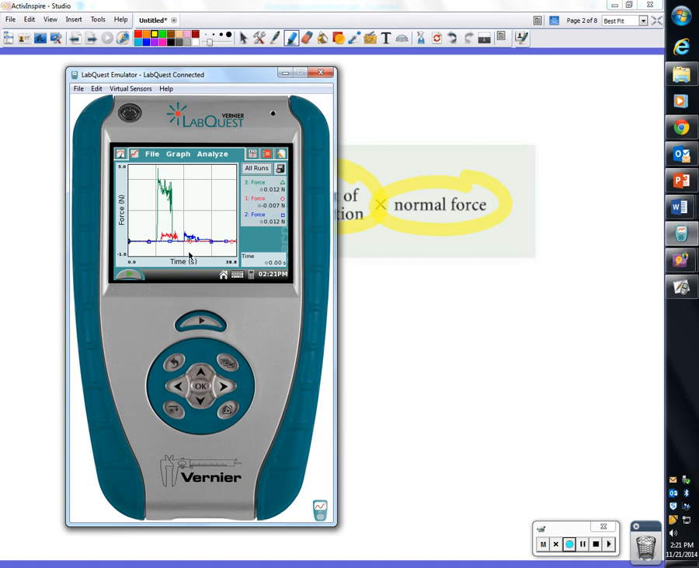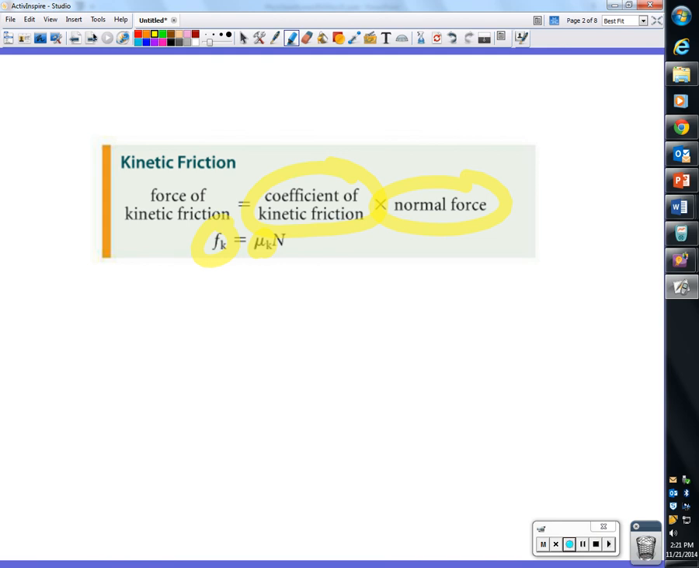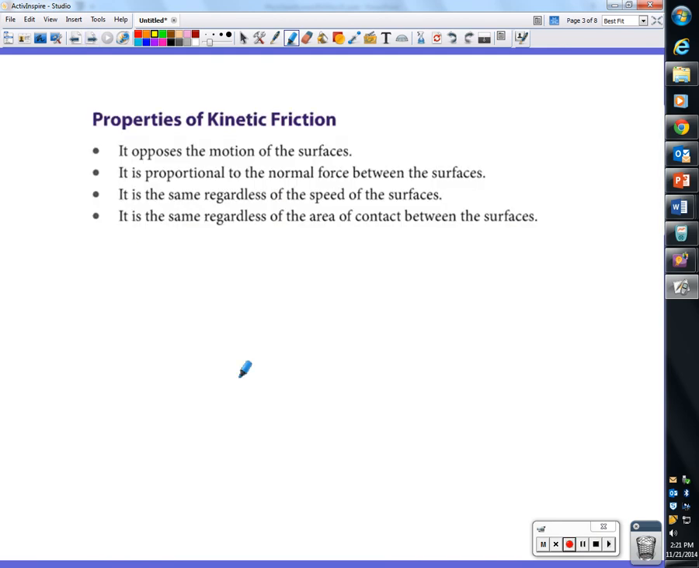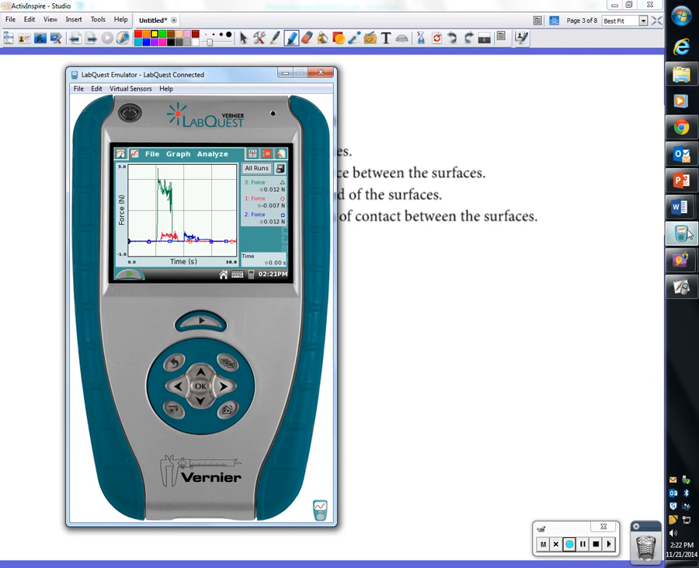So, the last part I'm not going to do, and I'll tell you why in a second, but these demos summarize some of the key points about kinetic friction that you have on page 2 of your packet. So, properties of kinetic friction to sort of wrap up the whole idea of the kinetic friction part. First, it opposes the motion of surfaces, meaning that it goes in the opposite direction of whichever way the two objects are moving. Okay? Second, it is proportional to the normal force between the surfaces. That shows us here by the green being much higher than blue or red.